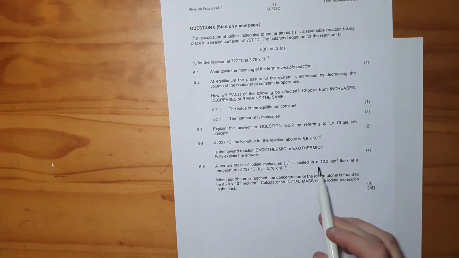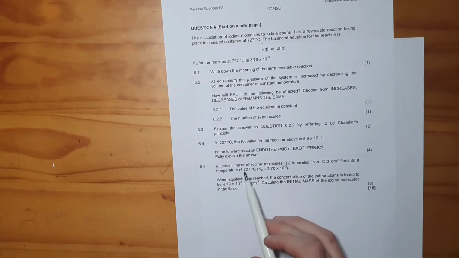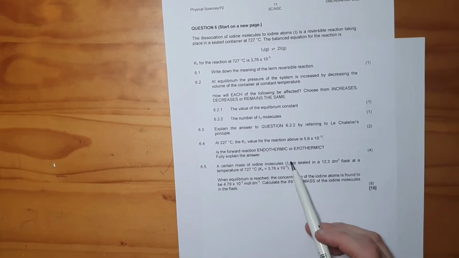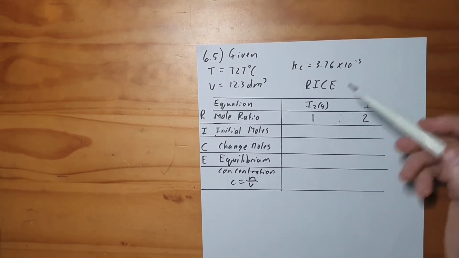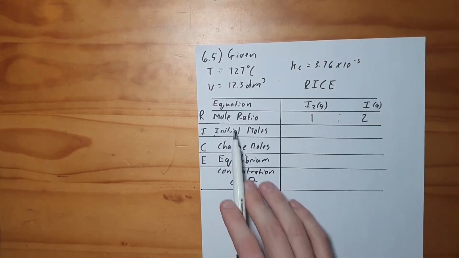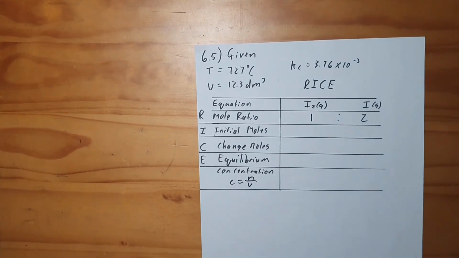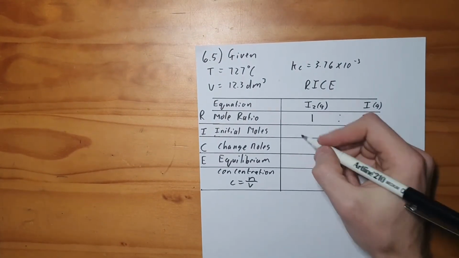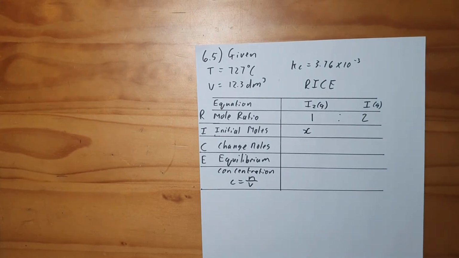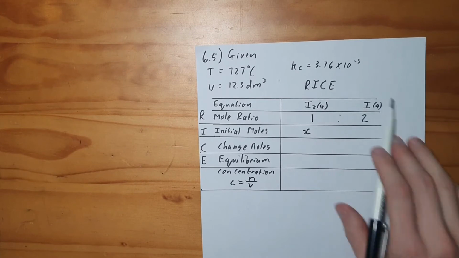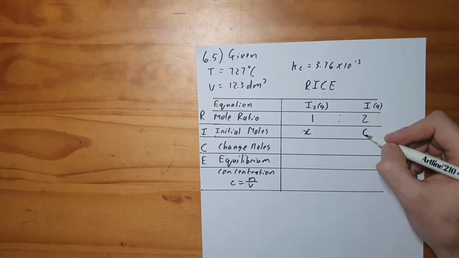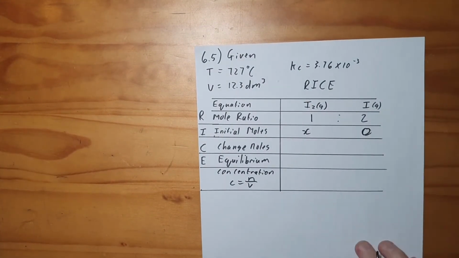Okay, so they've given us initial volume, they've given us the temperature, the Kc value, and they've told us we're dealing with I2. But now we need to find the initial mass. So we're going to use our RICE tables. I've written out the equation over here. I've done my ratios to make sure the equation's balanced. Now what we need is our initial moles, that's x. And remember, when we talk about initial moles, the reaction hasn't taken place yet. So this is always 0 unless stated otherwise.